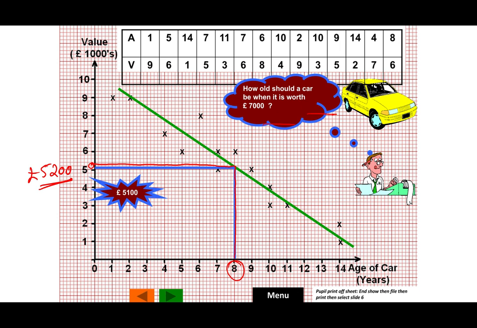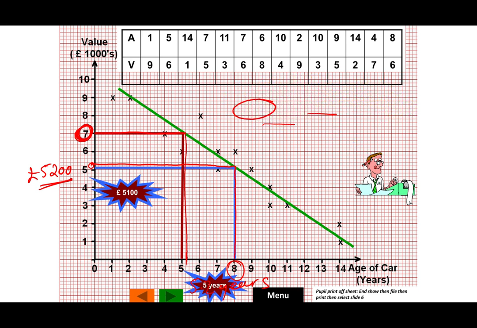Okay, so next one, how old should a car be when it's worth £7,000? Let's have a go at this one. So find £7,000, it's there. I'll go across until I hit the line of best fit. Then I'll go down. So the age of the car would be 5.2 years, or 5 years.